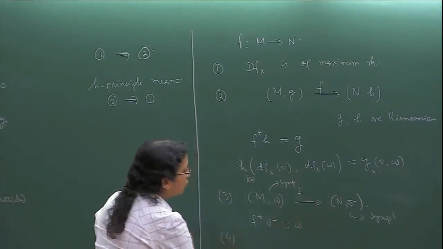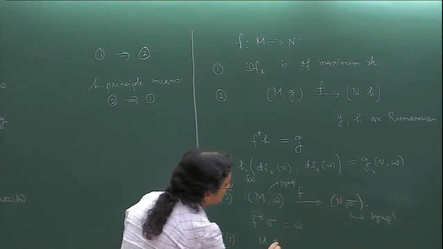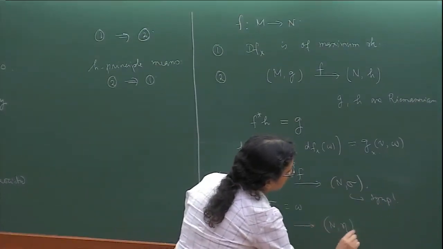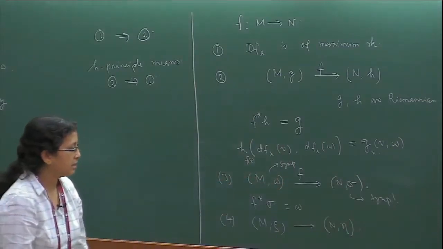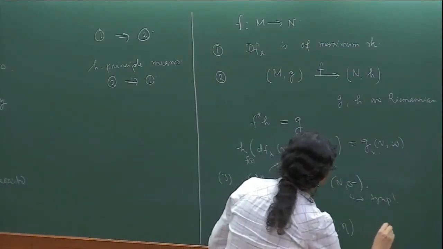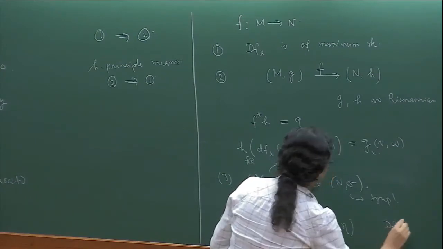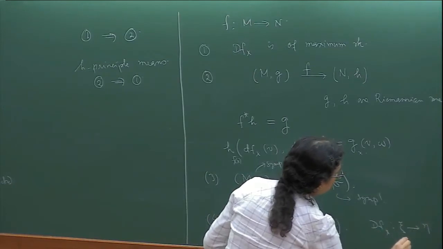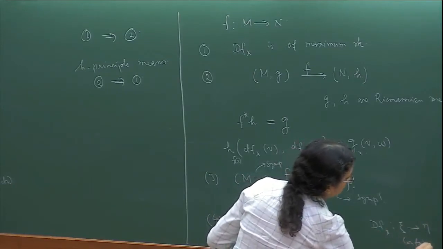Also in the case of contact, suppose you have a contact structure xi and here you have another contact structure eta, you can ask for the existence of functions where df_x will map xi into eta, and this is conformal symplectic.